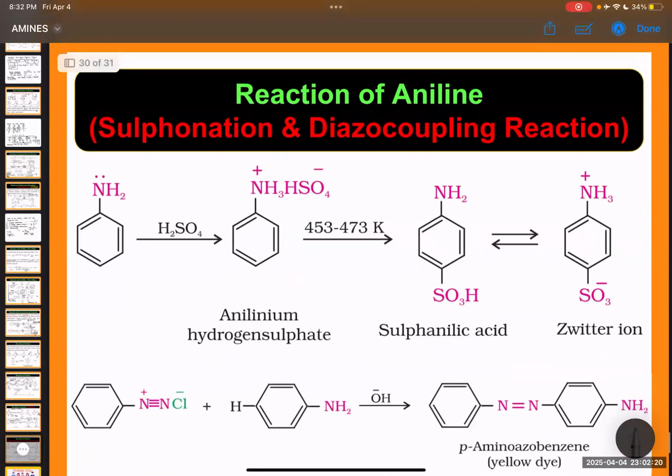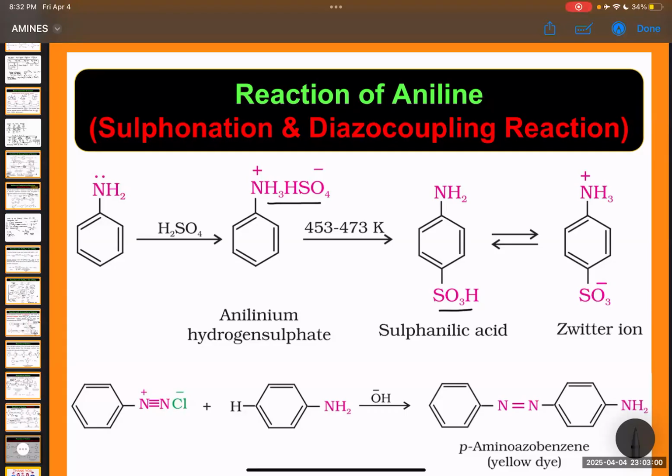Next is sulfonation and the diazocoupling reaction. You can do the sulfonation of aniline by heating with concentrated H2SO4. If you don't heat, if you just mix H2SO4 and aniline, you will observe that there is a salt formation, NH3 plus and HSO4 minus. When you heat it up to 200 degrees, the sulfonation takes place at the para position, and you get sulfanilic acid.